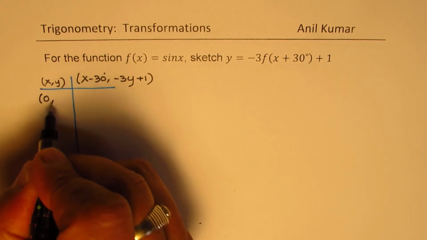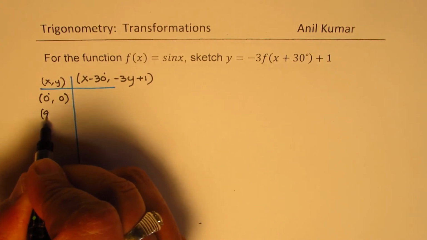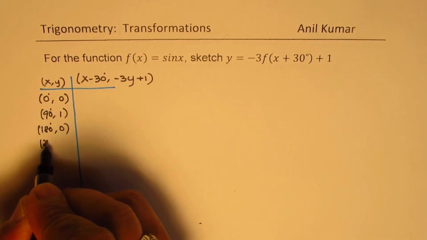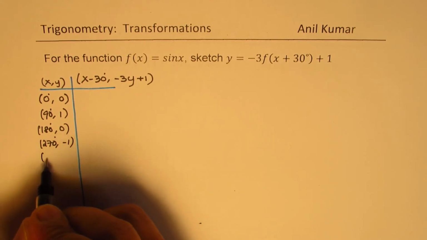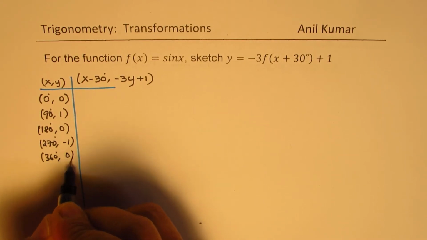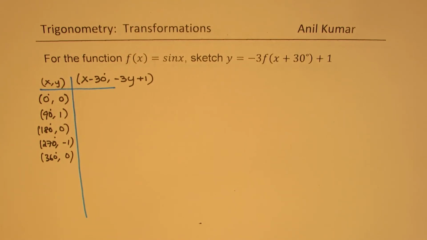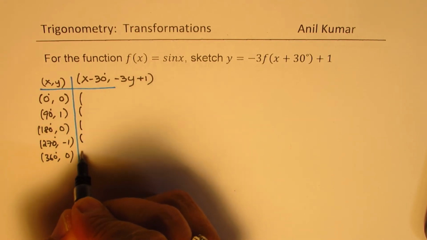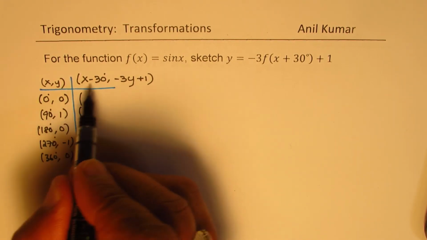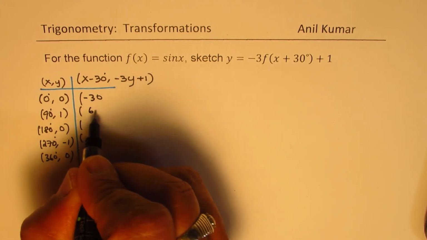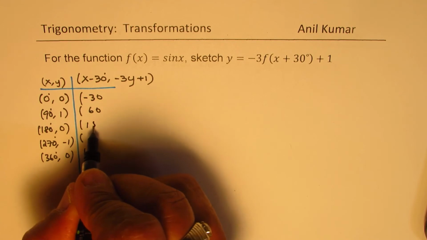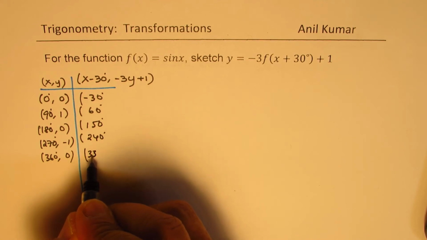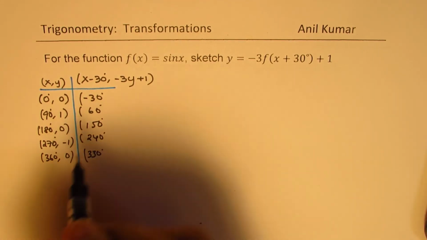The original points will take 0 degrees will give me 0, 90 degrees will give me 1, 180 degrees will give me back 0, 270 degrees to minus 1, and 360 degrees to 0 for one full sine wave. Now, to calculate these values, what we will do here is that we'll write their x and y values. This time both are changing. So take away 30 from the x values, so we get this, correct? Just take away 30 and you get your values in degrees for x, correct? So the graph has shifted 30 units to the left.